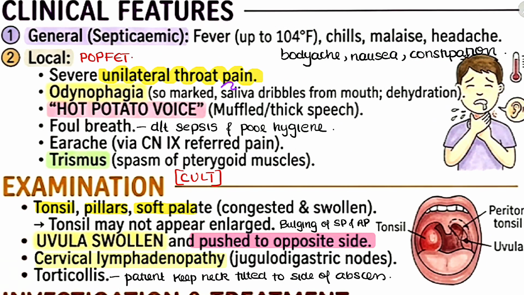What is POPFET? First there is pain, word pain, severe unilateral throat pain. Then odynophagia. It's so marked that the saliva dribbles from the mouth and it can lead to dehydration. Then there can be hot potato voice, that is muffled and thick speech, foul breath due to the sepsis and poor oral hygiene, earache due to the 9th glossopharyngeal nerve referred pain which supplies both the tonsils and the ear, and then can be trismus, which is the spasm of pterygoid muscles.